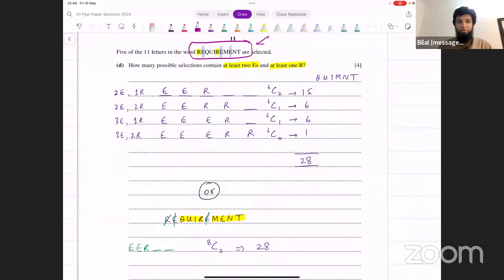The 3 E's that we've got, they're all identical. So we don't have to select, in the first case, for instance, 2 C's out of 3 E's. We don't have to do that because all 3 E's are identical, right? Similarly, the R's are identical. So we don't have to do 2C1 in this first case, for instance, for selecting 1 R, because they're identical. It doesn't matter which one of those 2 R's we select.